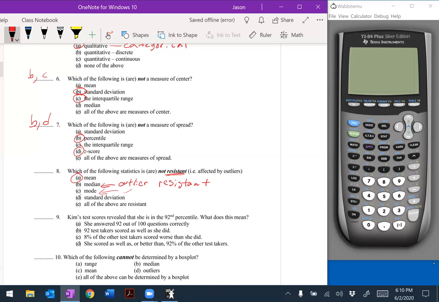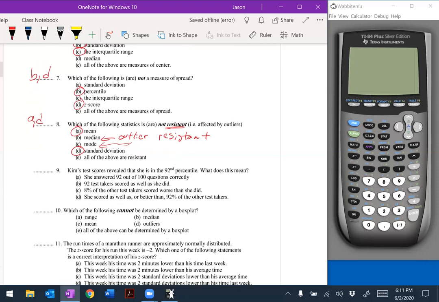And the standard deviation is also not outlier resistant. In order to calculate the mean, you have to take into account all of the data and what those values are, and the standard deviation as well. You have to calculate using all the data. And so A and D are not outlier resistant. The median is resistant because that's just the middle number. And the mode is just the number that occurs most often.